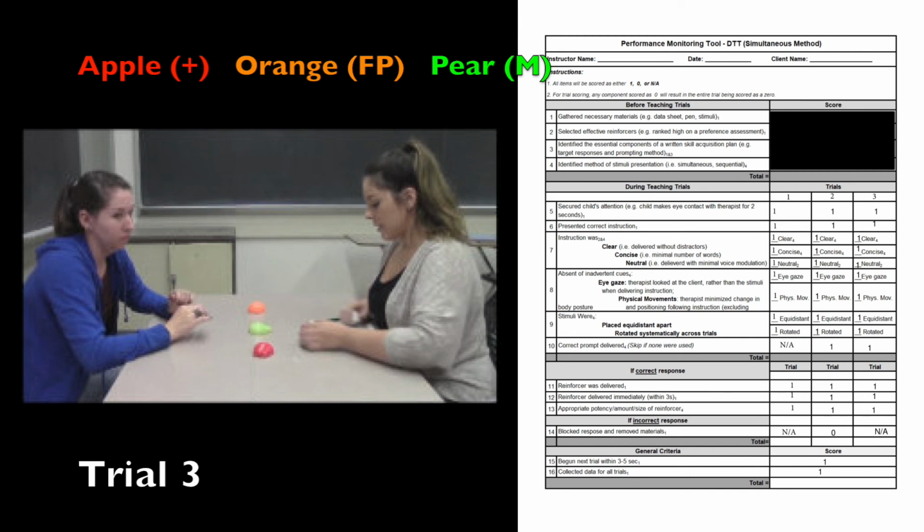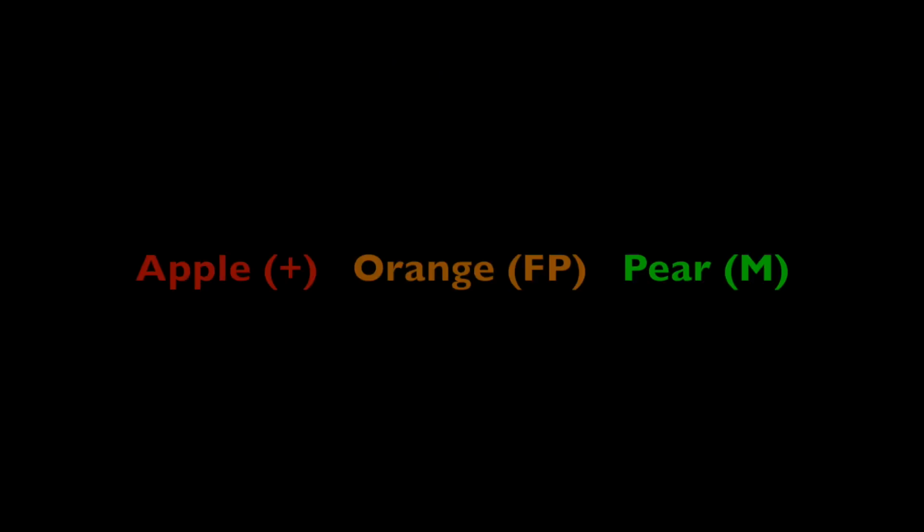We did see that she rotated the stimuli at the end of the trial. She also collected data, and it looks like she was ready to begin the next trial within 3 to 5 seconds, so she gets 1s on the rest of those items. Lastly, it is important to note that the RBT has now established the prompt levels required for each of the target responses. For the rest of the trials in this session, the RBT will use these prompt levels as a guide for how and when to reinforce.